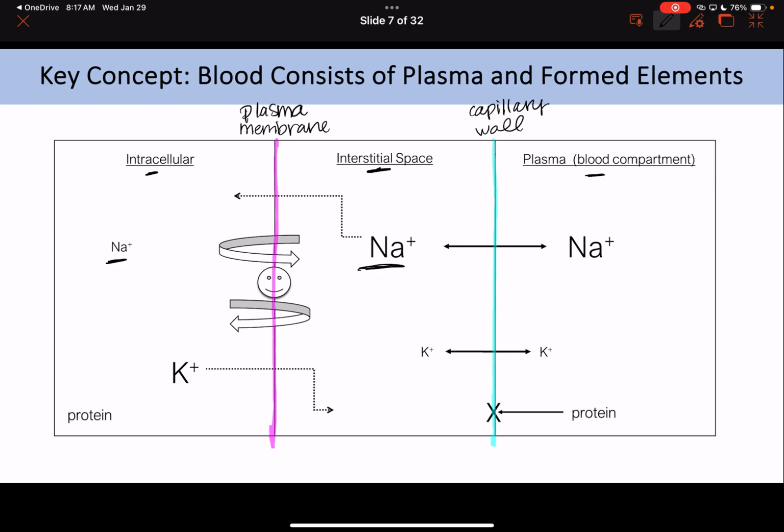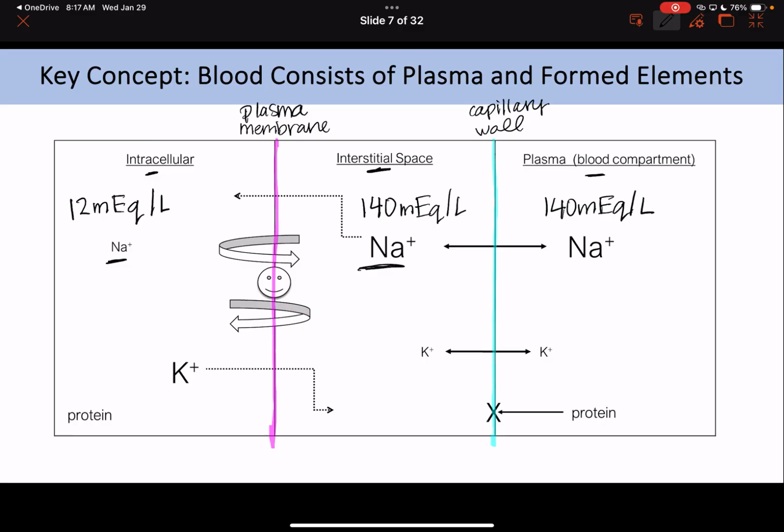So on the inside of the cell, sodium is going to be 12 milliequivalents per liter. And then outside the cell in the interstitial space is 140 milliequivalents per liter. And then in the plasma, it's also going to be 140 milliequivalents per liter.